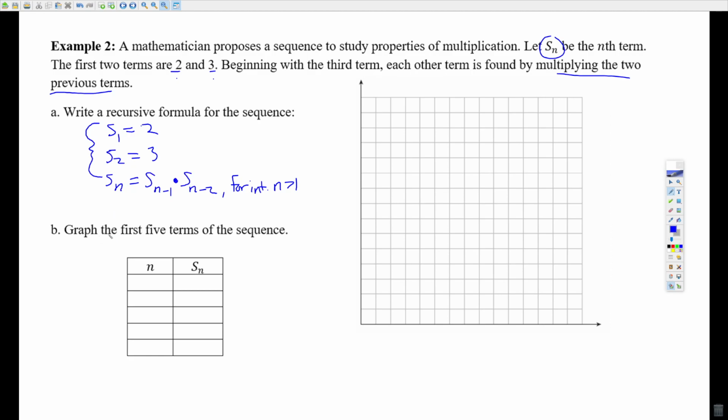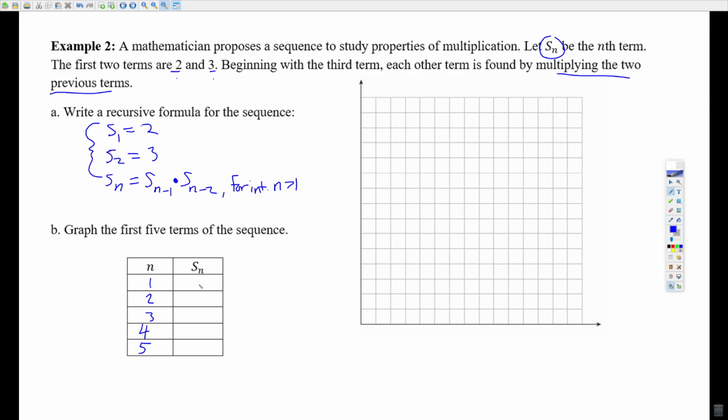So we'll go ahead and fill out the table to find the first 5 terms, which they give us the first 2, so we'll need to have 3 more, really. We have to fill out our table on the left-hand side. The first 5: 1, 2, 3, 4, 5. And then the right-hand side is our terms.